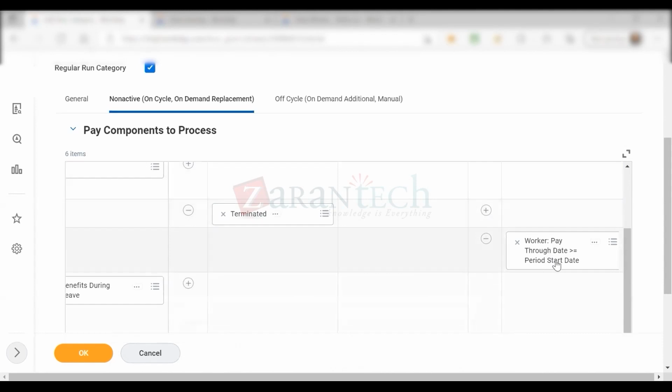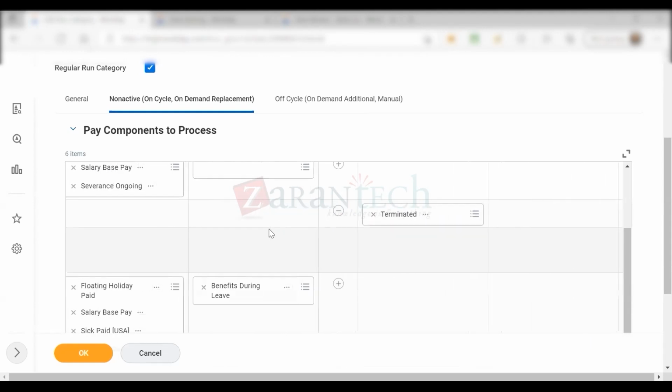And what is that condition? Worker's pay through date is greater than or equal to period start date, which means that the pay through date needs to fall in the pay period for which I'm processing my payroll. If this condition is true, then I would like these earning codes to be resolved.